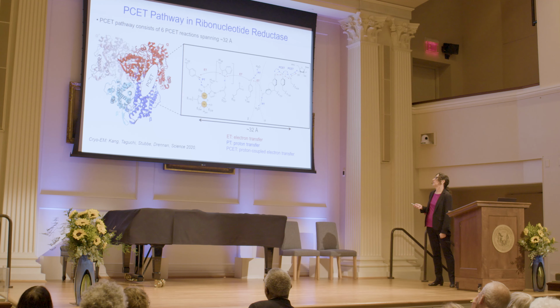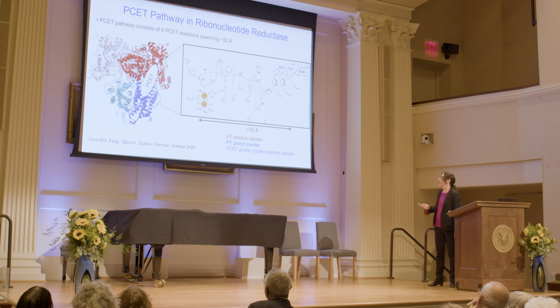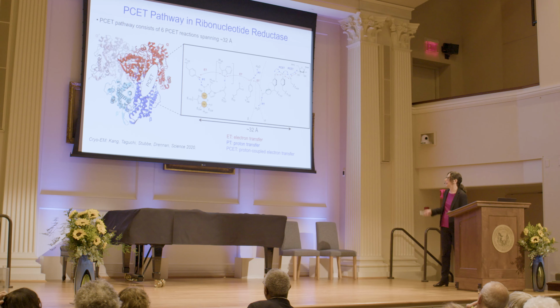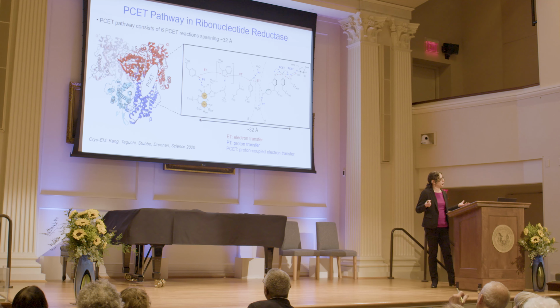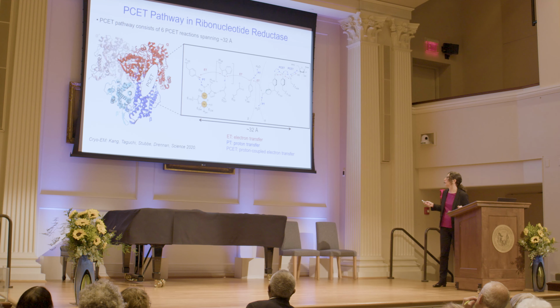What's really interesting about this structure is it shows a PCET pathway that's spanning these two subunits, this red and the blue here. These are just two pieces of protein that are interacting. And they have 6 PCET reactions spanning 32 angstroms. It looks very complicated over here, but basically proteins are made up of residues, and the residues here are labeled with these capital letters, so Y, for example, over here.